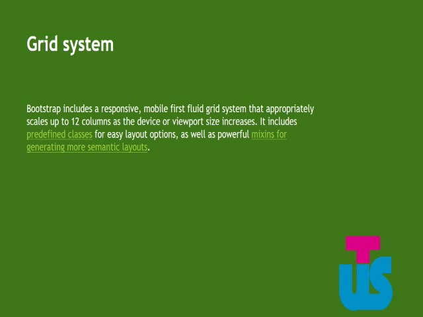Now let's talk about the grid system. Bootstrap includes a responsive, mobile-first fluid grid system that appropriately scales up to 12 columns as the device or viewport size increases. Now if you are viewing the website with a mobile phone, the Bootstrap grid system allows you, the programmer, or you, the web developer, to target the smallest devices as you choose. So if there's going to be a device like a mobile phone or a tablet to view your website, you don't have to think about, okay, what if they do that?